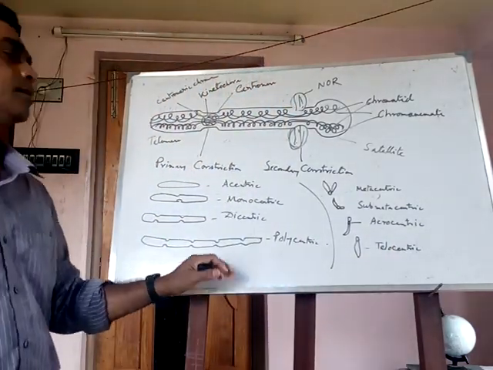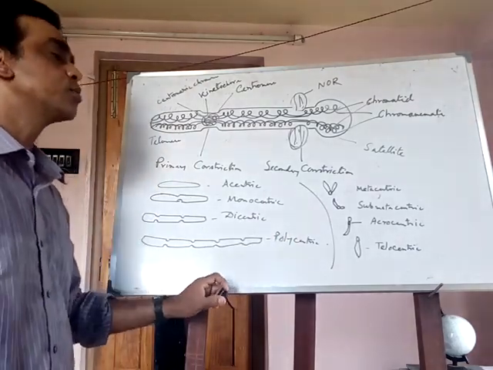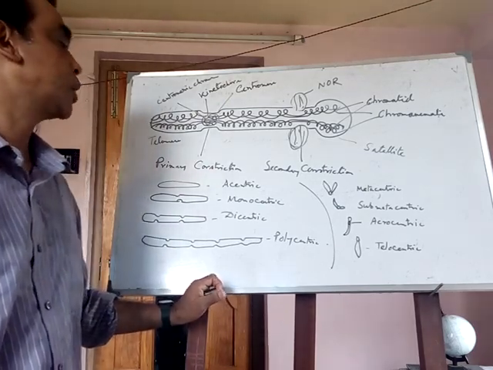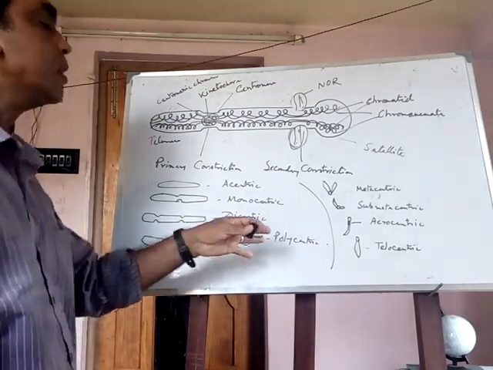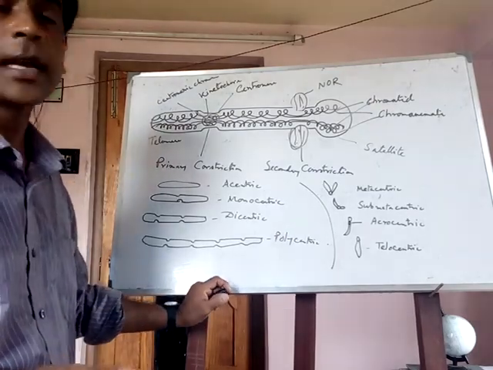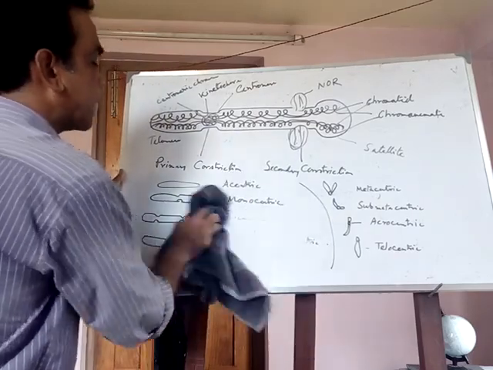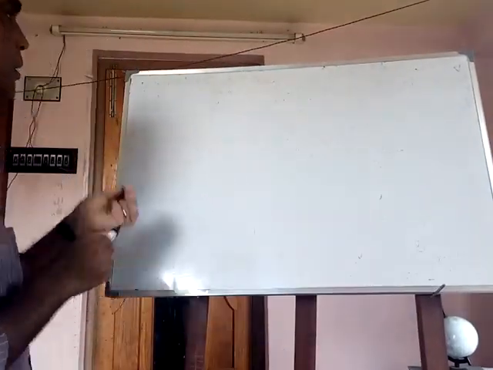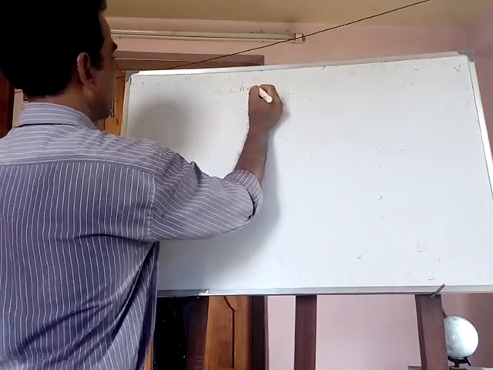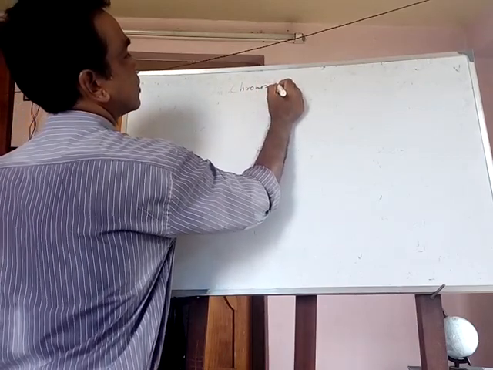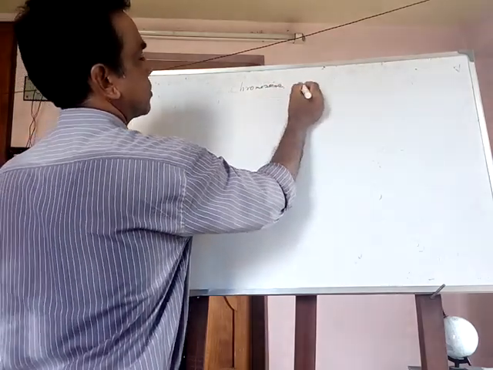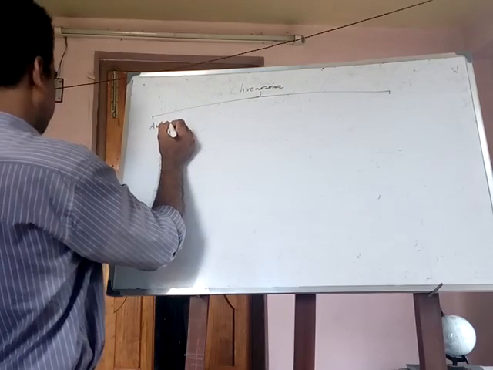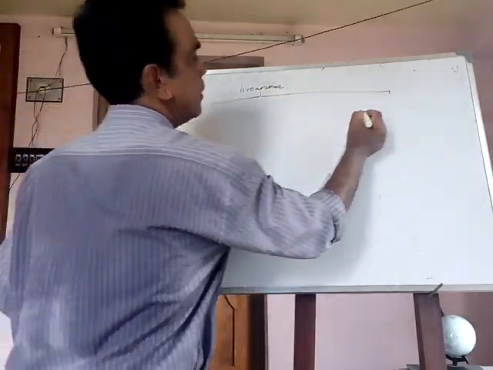So 8 types of chromosomes can be classified, only by the positions and number of centromeres, that is acentric, monocentric, dicentric, polycentric, and metacentric, submetacentric, acrocentric, and telocentric chromosome. Now there are 2 types of chromosomes, autosomes and sex chromosomes.